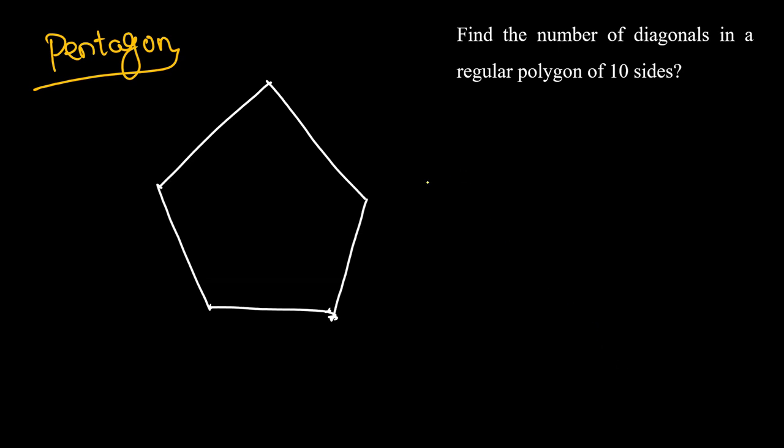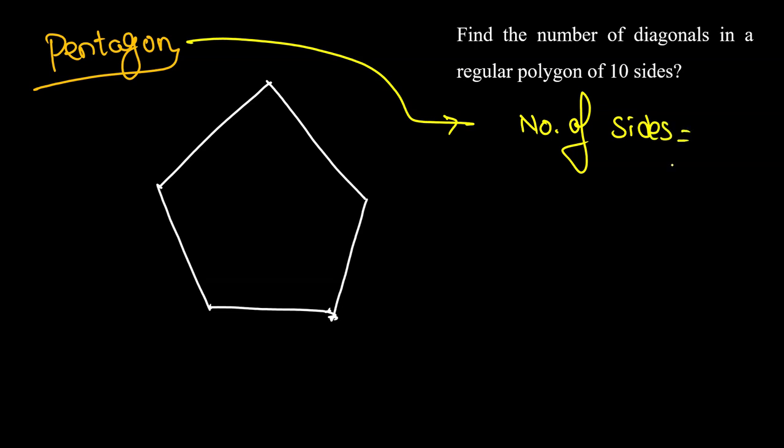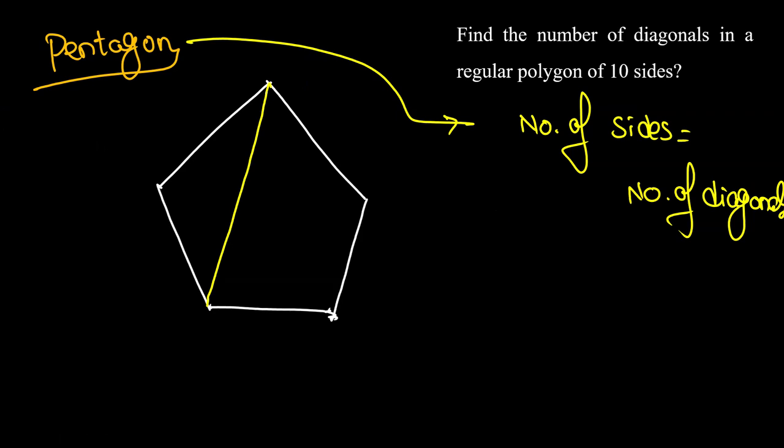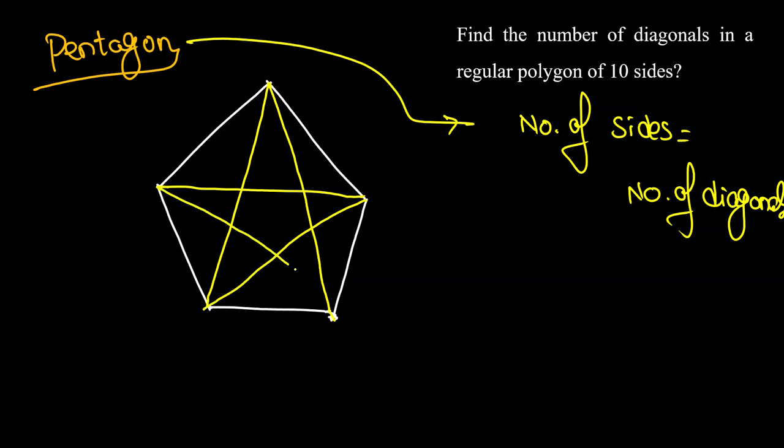Pentagon, 5. One special property of the pentagon is that the number of sides equals the number of diagonals. A polygon with the number of sides equal to the number of diagonals is only one, and that is the pentagon. Only one polygon has that property. This is a diagonal, this is also a diagonal, this is diagonal 3, 4 and 5. We have 5 diagonals.